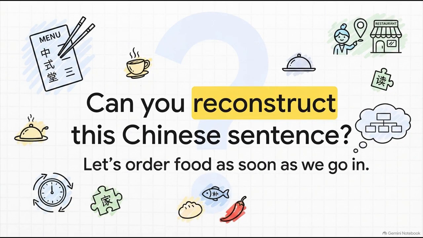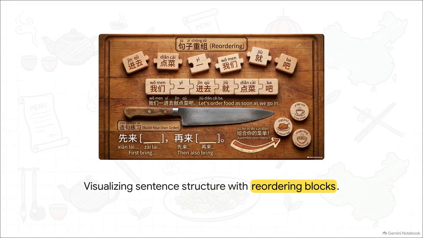So let's see how one of these recipes applies in practice. If we want to construct the sentence, let's order food as soon as we go in, how do we mentally piece that together using the vocabulary and rules we just discussed? Let's look at the solution.